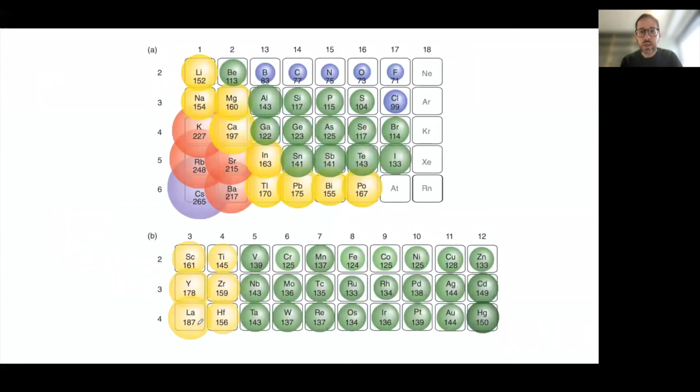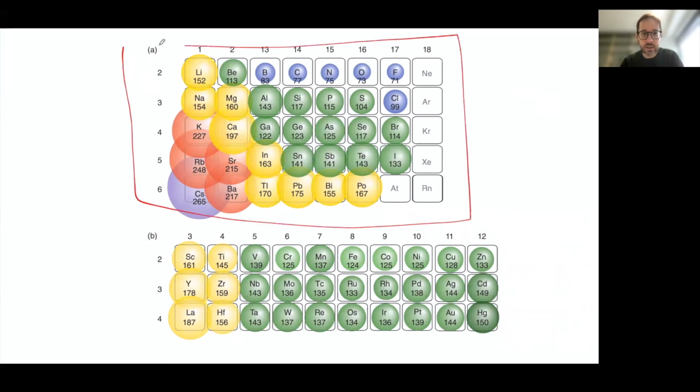Okay, so this is another way to represent these variations in atomic radii, in which the sizes of the spheres are proportional to the sizes of these elements. So here for the main group, and then here for the transition metals.